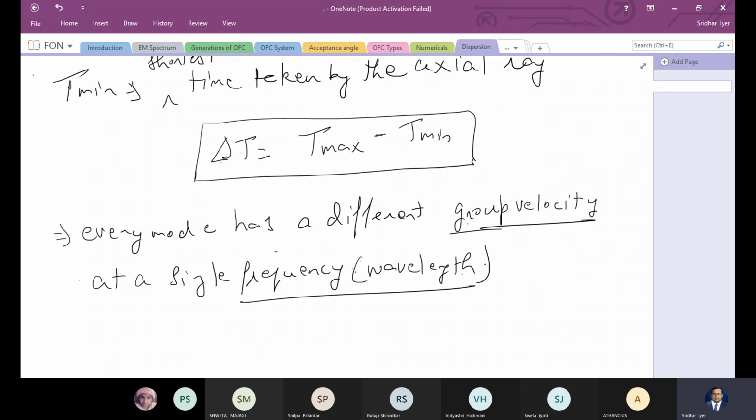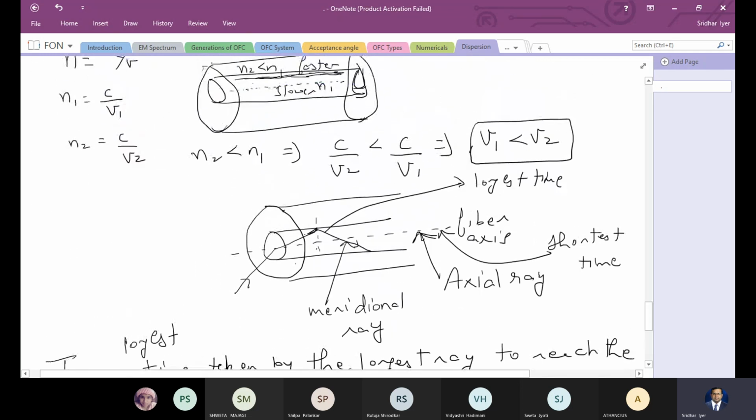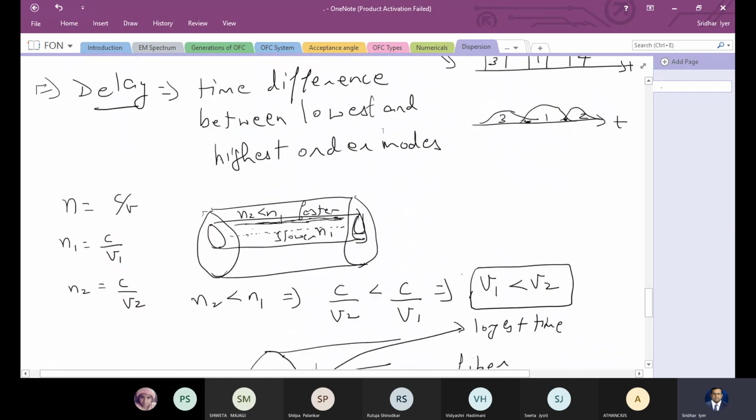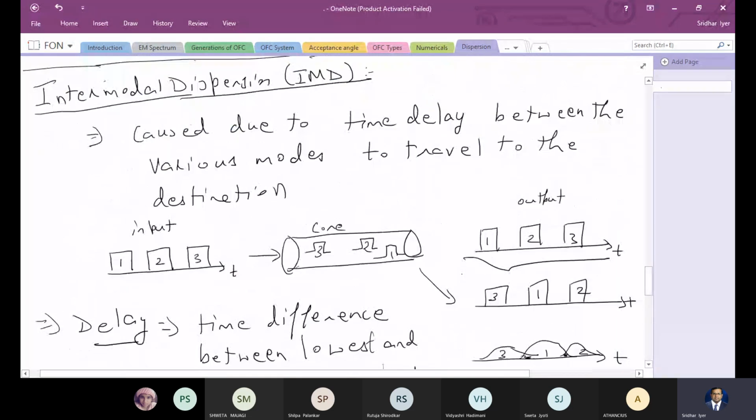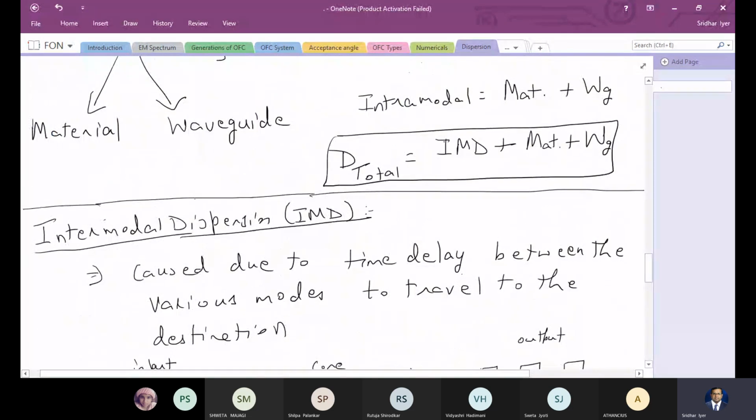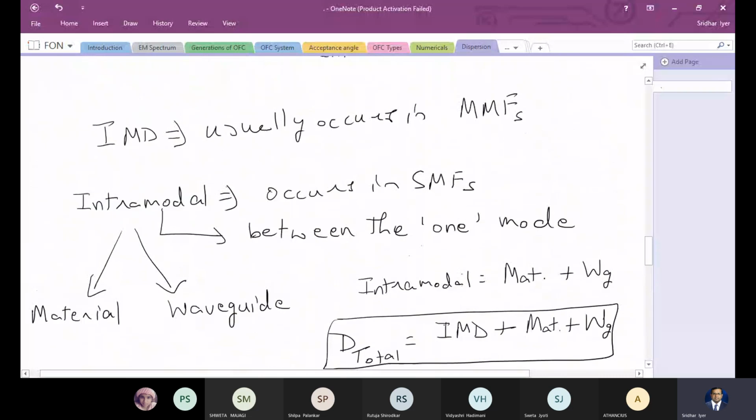Okay, so this derivation takes a little bit of time and numerical. So if I start it, I will not be able to finish it. We have another 2-3 minutes. Let us just quickly recap what we have done today, and we'll start with this derivation in the next lecture, and we'll follow it up with the intramodal dispersion, which also has mathematics.